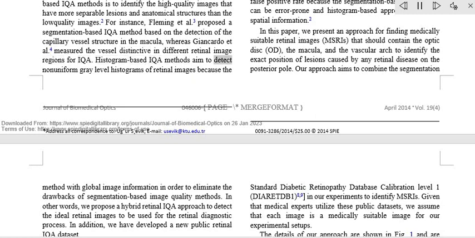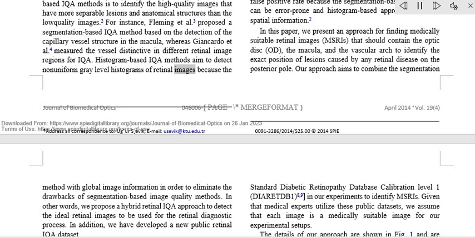Histogram-based IQA methods aim to detect non-uniform gray level histograms of retinal images because the gray level histograms of the low-quality images are more skewed than the high-quality images. For example, Lalonde et al. used the gradient magnitude of image histograms and local histogram information to grade image quality. Li and Wang defined a quality index based on the convolution of a high-quality image histogram and evaluated the image histogram. Further, Niemeyer et al. classified retinal image quality into 5 classes using image structure clustering and the distribution of image brightness.